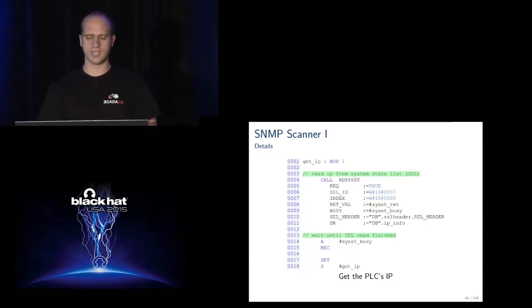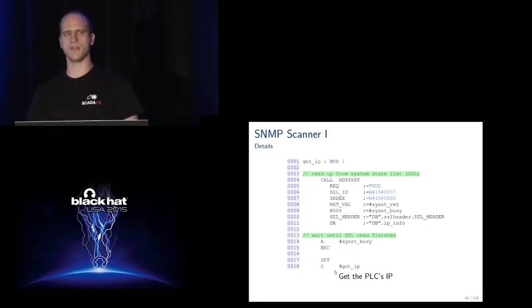It is called the system state list. And we are calling the read system state list function called RDSYST. And this ID, 37 with the index 00, will give you the information about the local IP address and the used subnet. And this gets stored here in the database IP info. Sometimes this function is busy for some milliseconds, then we wait until the function is ready, and then we go further, setting our state, got IP, and going to the next state.